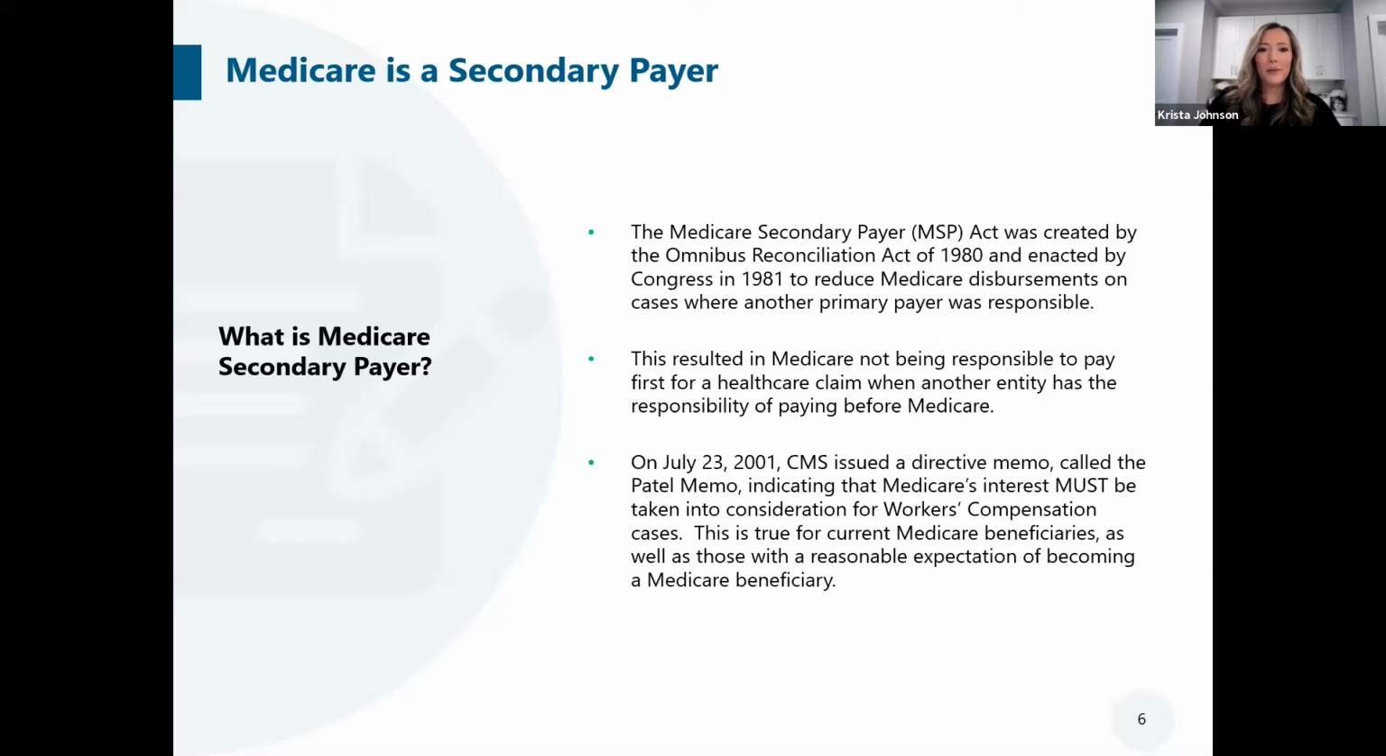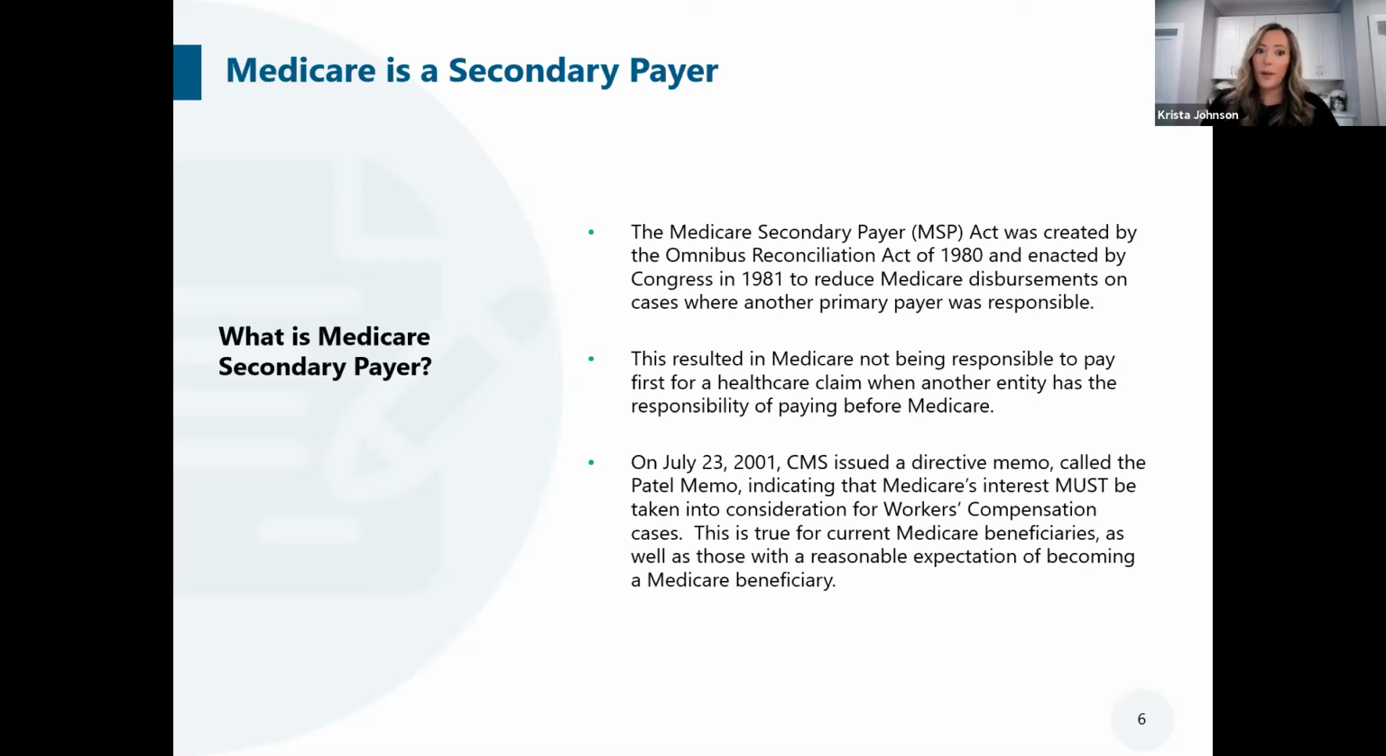Well, the Medicare Secondary Payer Act was created by the Omnibus Reconciliation Act of 1980 and then enacted by Congress in 1981, with the whole intent of reducing Medicare's disbursements on cases where another primary payer is responsible. So what this did is it resulted in Medicare not being responsible to pay for a healthcare claim when another entity is responsible for paying before Medicare. So think of this entity as an insurance carrier for a workers' compensation or liability settlement, or even another group health plan.